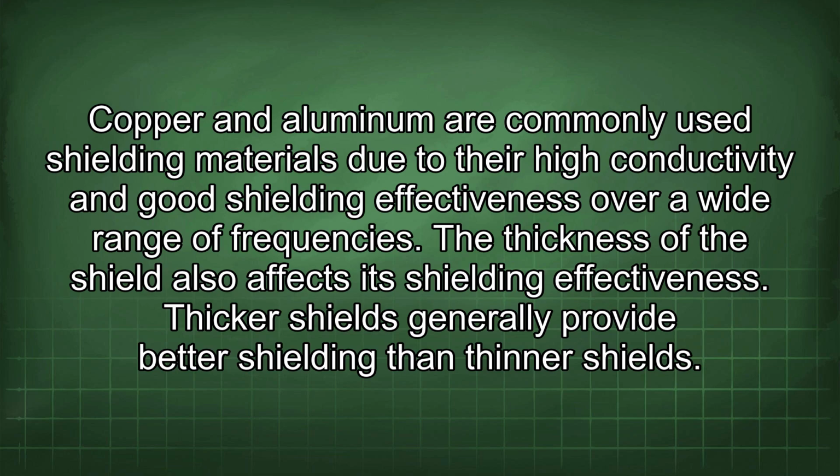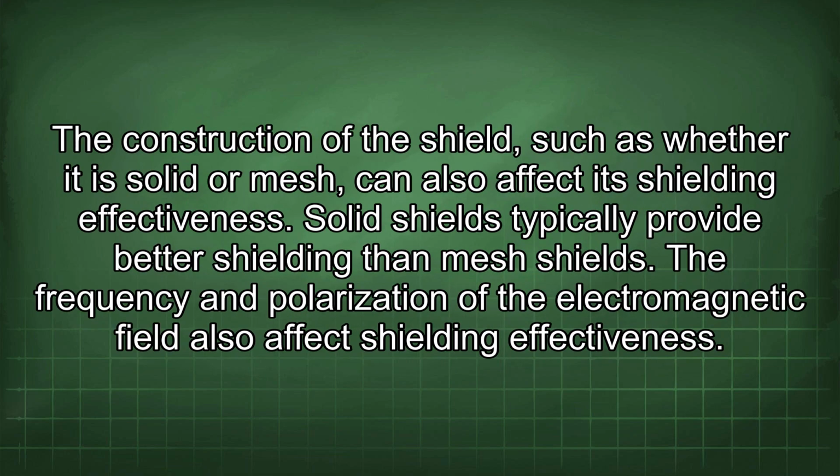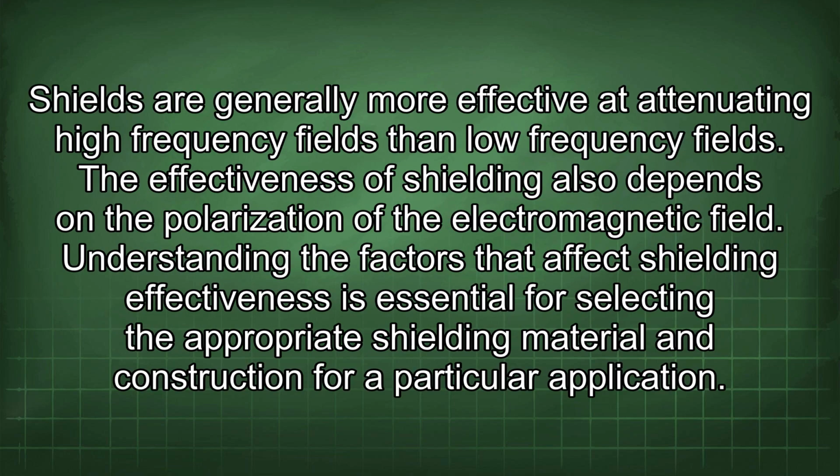Thicker shields generally provide better shielding than thinner shields. The construction of the shield, such as whether it is solid or mesh, can also affect its shielding effectiveness. Solid shields typically provide better shielding than mesh shields. The frequency and polarization of the electromagnetic field also affect shielding effectiveness. Shields are generally more effective at attenuating high-frequency fields than low-frequency fields.